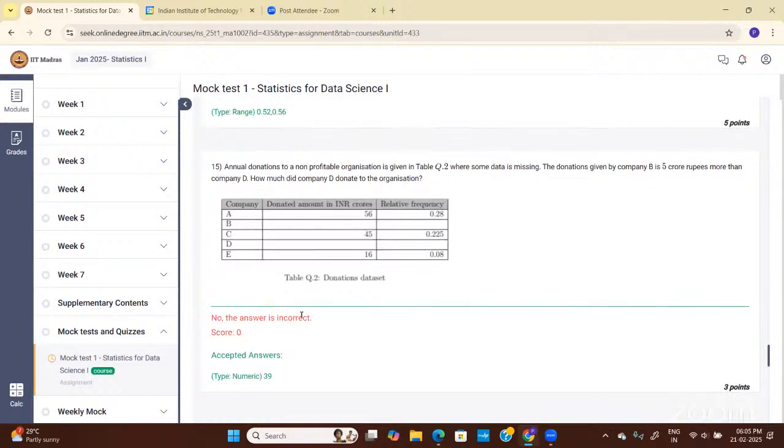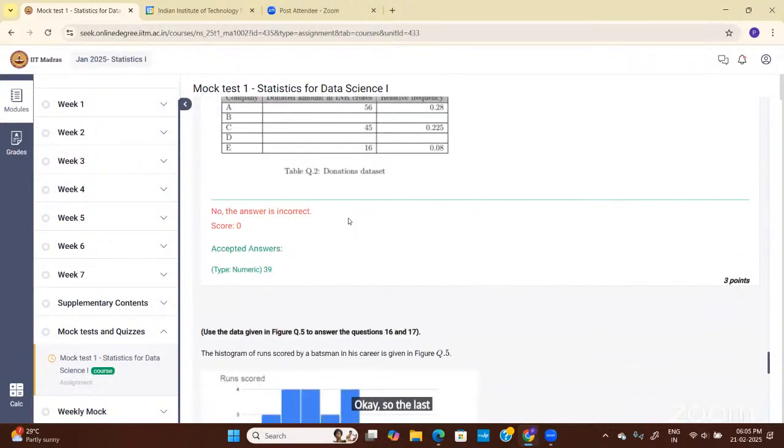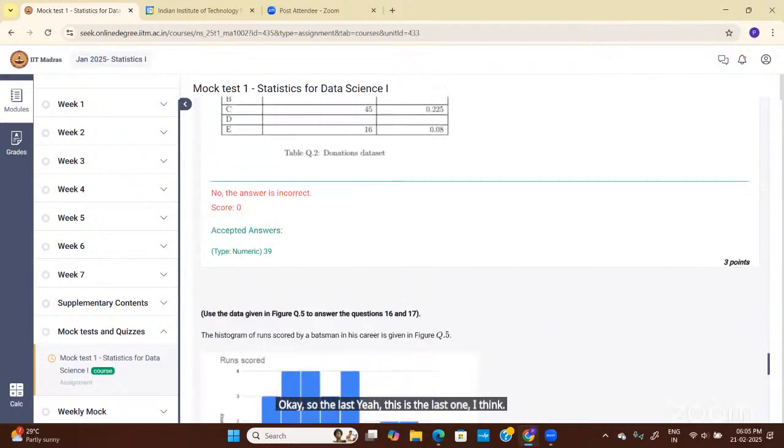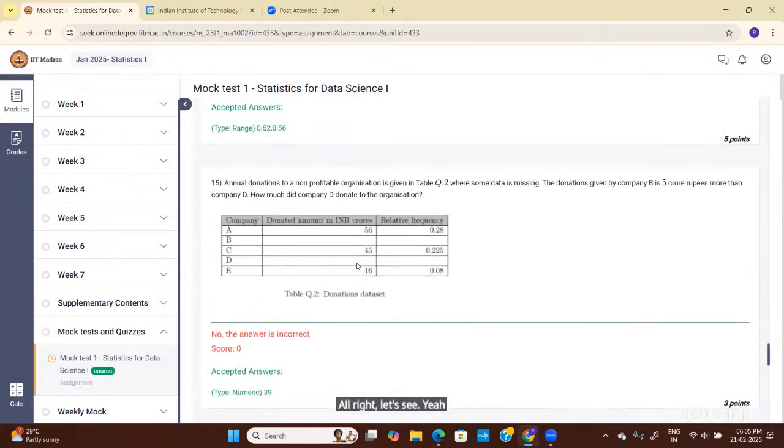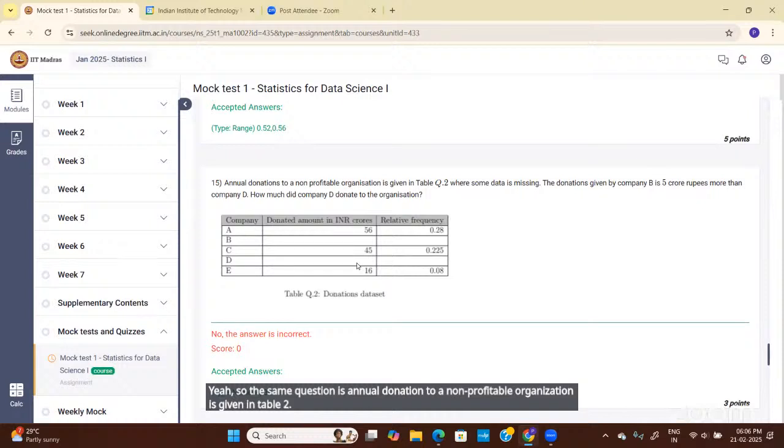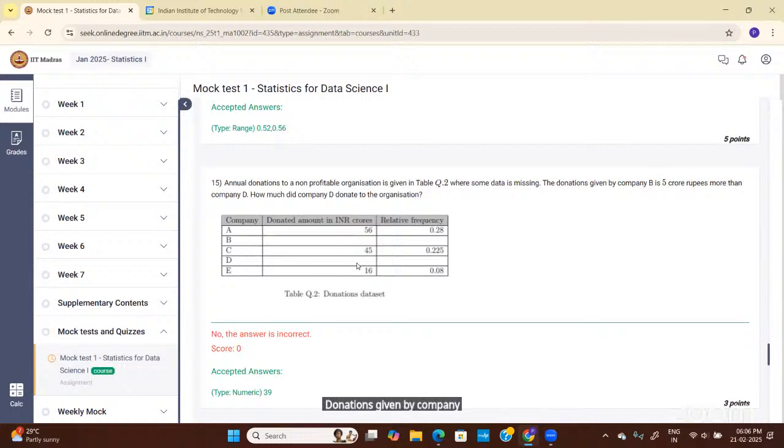Okay, this is the last one, I think. The 15th question: annual donation to a non-profitable organization is given in table 2.2, where some data is missing. Donations given by company B is 5 crore rupees more than company D. So how much did company D donate to the organization?